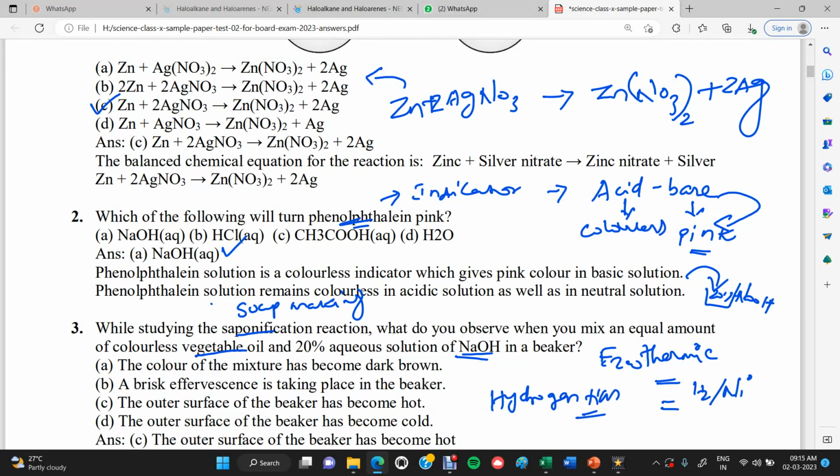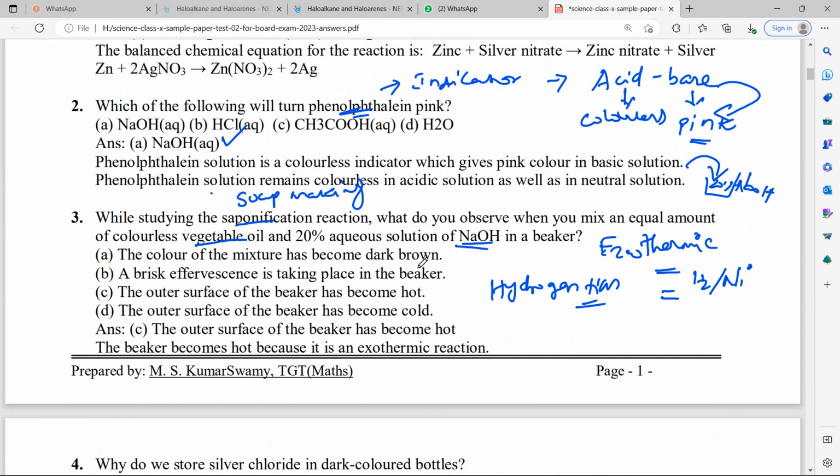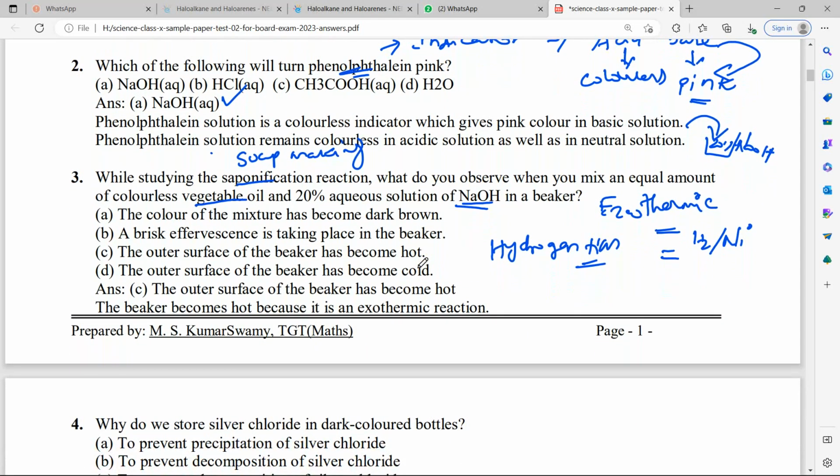A catalyst will fasten the reaction. It will make the rate faster, or else it will take a much longer time. As I told, in the case of the displacement reaction of iron and copper sulphate, Fe plus CuSO4, it will take much more time, a day to displace. But in the presence of a catalyst, it will displace shortly.